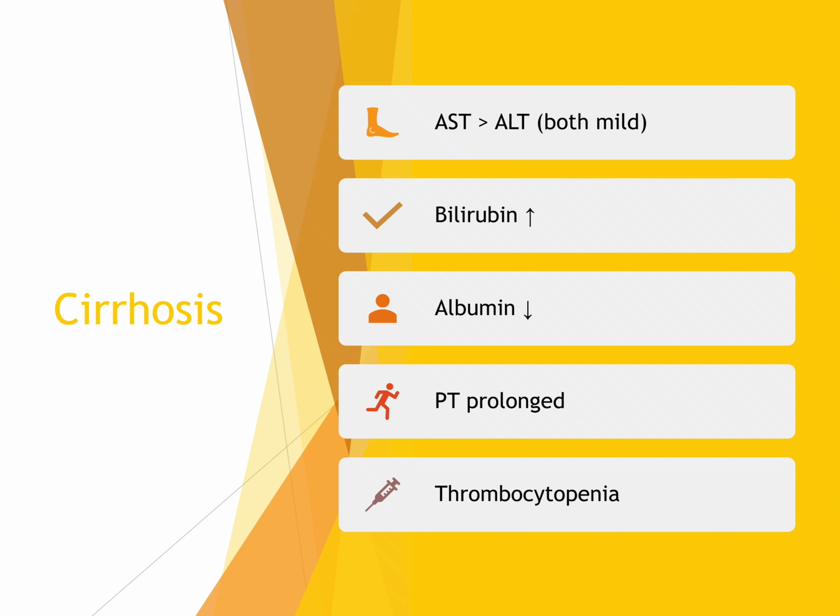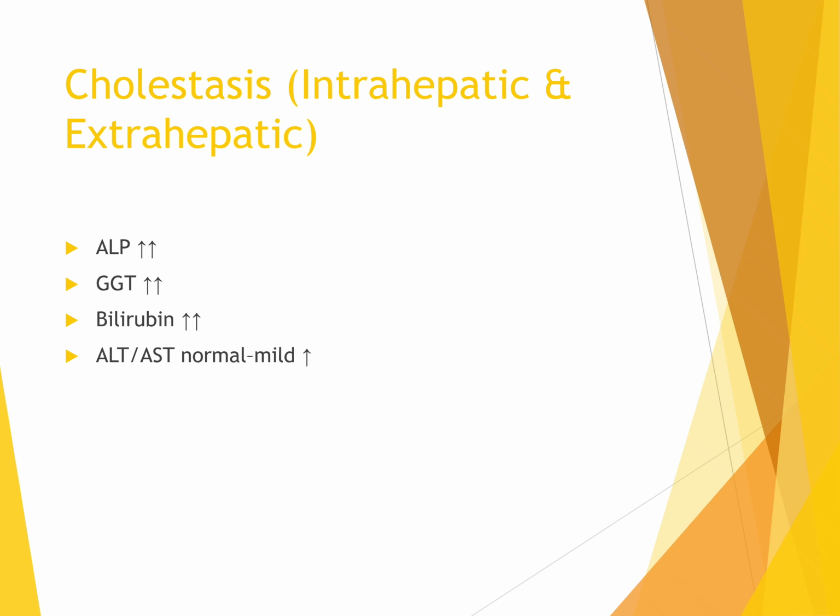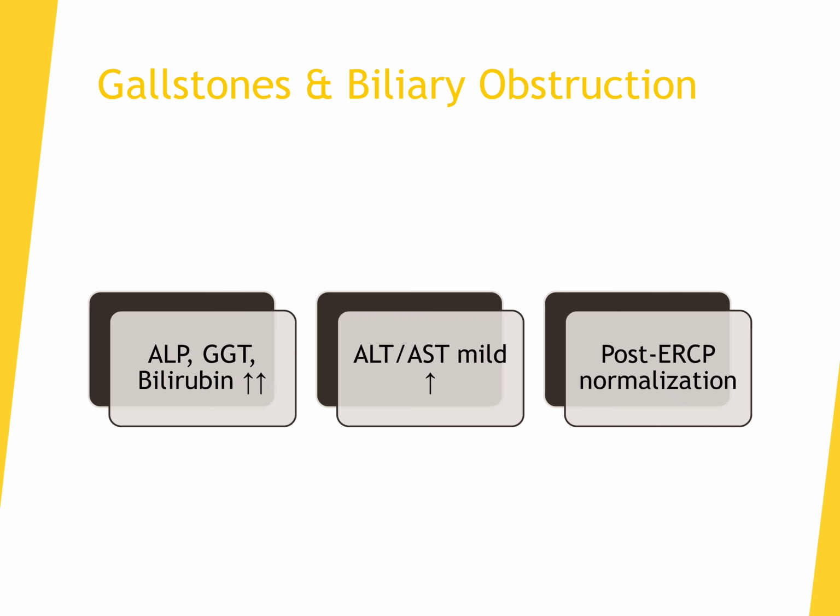By the time cirrhosis develops, the liver's enzyme-producing cells are mostly replaced by scar tissue. That's why enzymes may normalize, even as function declines. Cholestasis is all about backup. Bile can't flow properly. Whether it's from stones or drug reactions, ALP and GGT will soar. When stones block bile ducts, you'll see a cholestatic spike. Once the obstruction's relieved, levels often normalize fast.